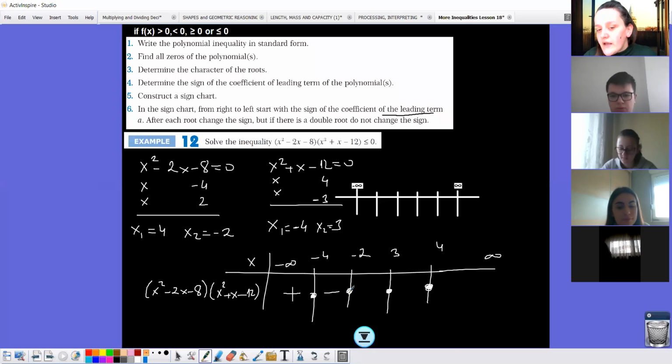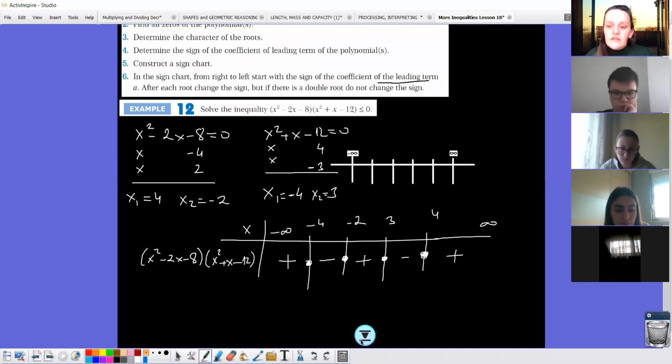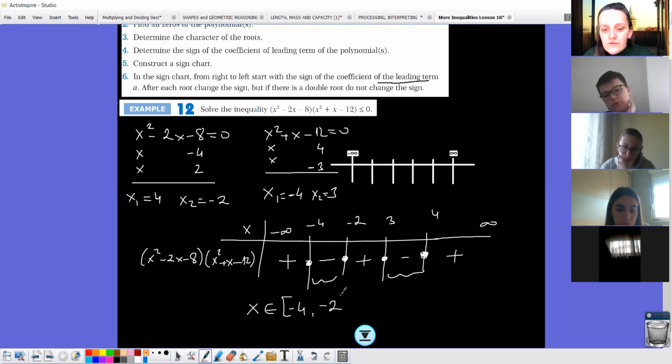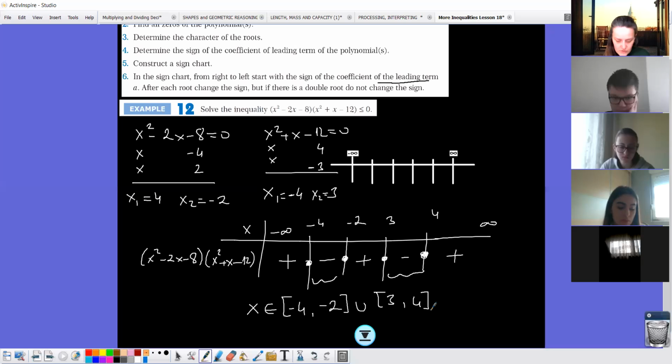We have a root here, minus. Then again, I have a root, plus. Then plus, minus, then again plus. Now, which one will be our solution? We are asked for the minus part, because it is less than. So I'm taking these two intervals as solutions. So x is an element from minus 4 to minus 2, and from 3 to 4. So this is our solution.